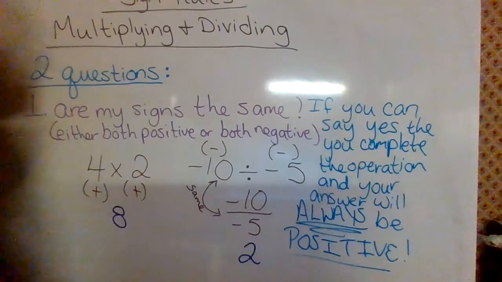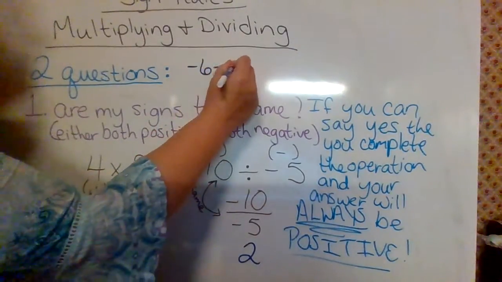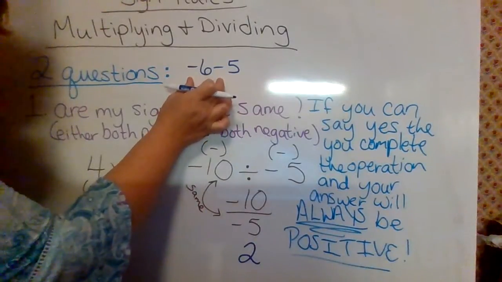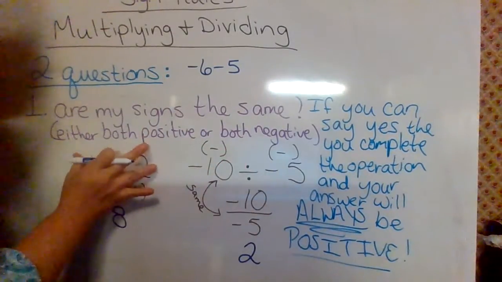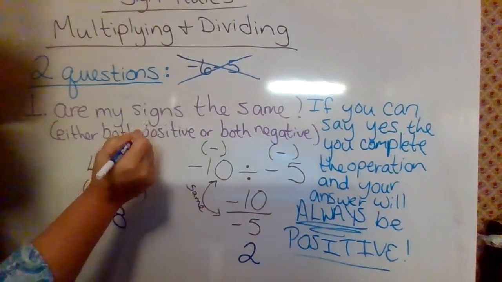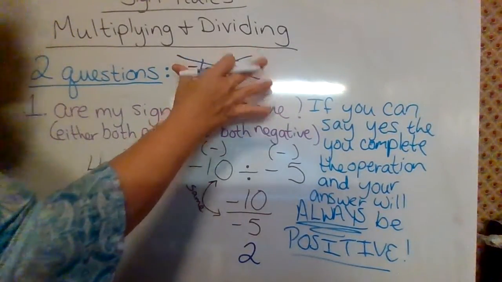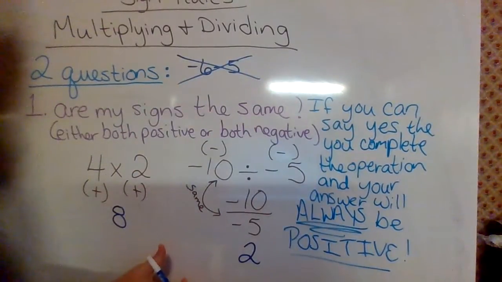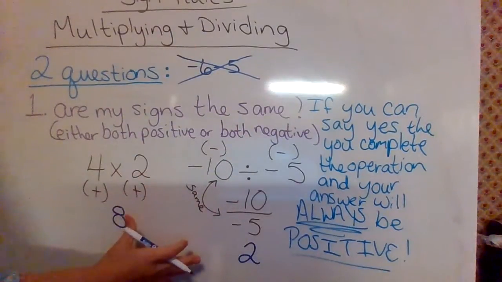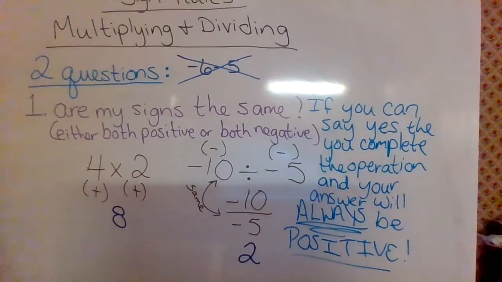Now, that doesn't mean yesterday we had something that looked like this. We had -6 minus 5. You have 2 negatives. They do not cancel each other out. They're not together. We are talking about multiplication and division. So this is not the same. You can't bring multiplication and division into addition and subtraction. Okay? So that is not the same as this. So in multiplication and division, if both your signs are the same, your answer will always be positive. So that's question 1.